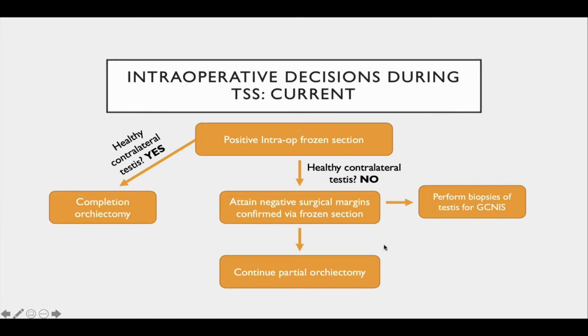However, if they do not have a healthy contralateral testis, then one of your options is to try to attain negative surgical margins that you confirm via frozen section. If you're able to do that, you can also perform biopsies of that testis to look for germ cell neoplasia in situ, and that can be something that can be done more in the final pathology. And then you can continue along with your partial orchiectomy. So this can be something that you can still offer a gentleman, even if you're coming back with a positive frozen section, in these scenarios where you might render someone without any testis tissue after the surgery if you did a completion orchiectomy.